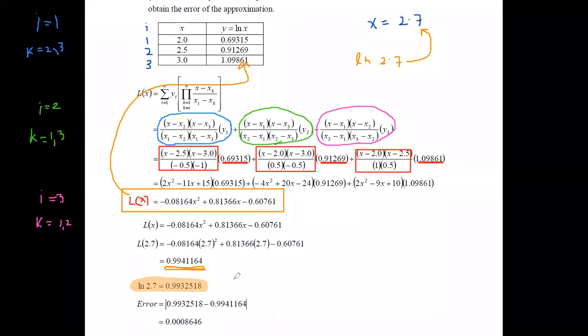Since this is the exact value for ln 2.7, we can take the difference between these two values. This is the approximate value that we have obtained, and this is the exact value that we can take just by substituting 2.7 in the function ln. You can take this as the value, then the difference between these two gives the error as 0.0008646. Now you can see that the error is quite a low value, therefore it is better. You can use this equation instead of ln x for this set of data.